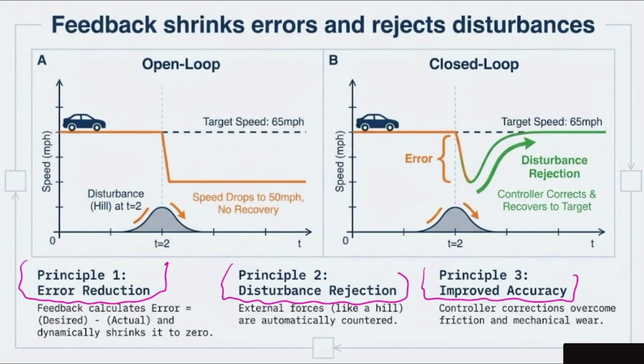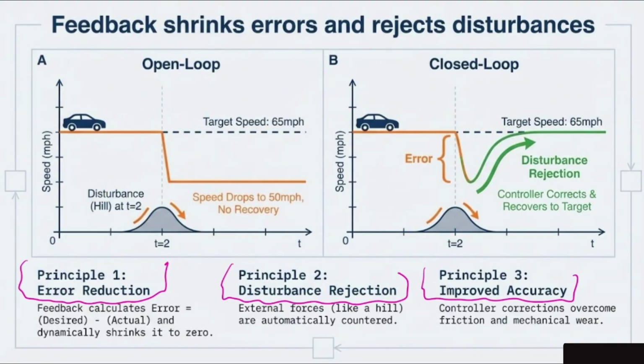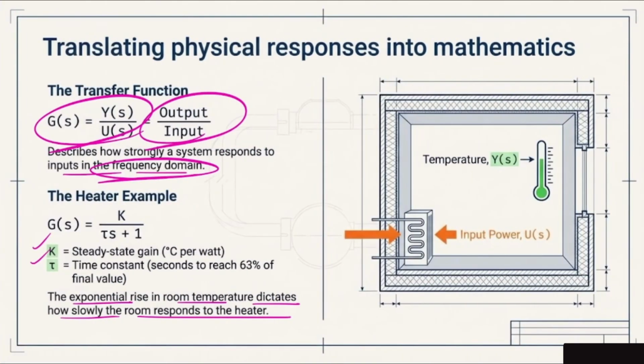So that's a good thing about the closed loop in comparison with the open loop. We have error reduction. It means that whatever error you had is going to get smaller and smaller. Then we have disturbance rejection. The disturbance is this hill, and the system is going to reject this value. And finally, we are going to improve our accuracy itself by using closed loop.